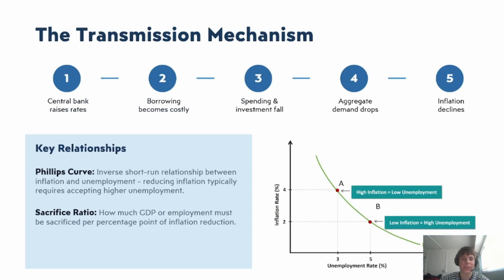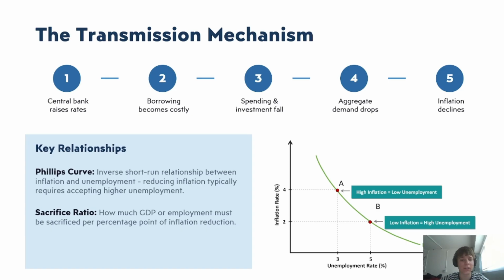Here's a step-by-step process. The central bank raises rates, borrowing becomes costly, spending and investment fall, aggregate demand drops, and inflation declines. But there is a trade-off shown by the Phillips curve. There is the inverse relationship between inflation and unemployment as the economy moves from point A to point B. Inflation falls but unemployment rises.